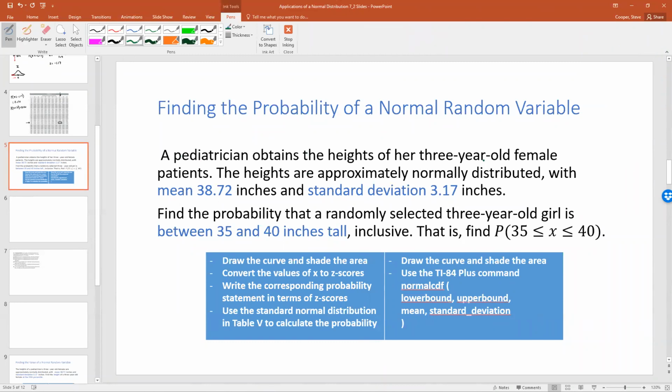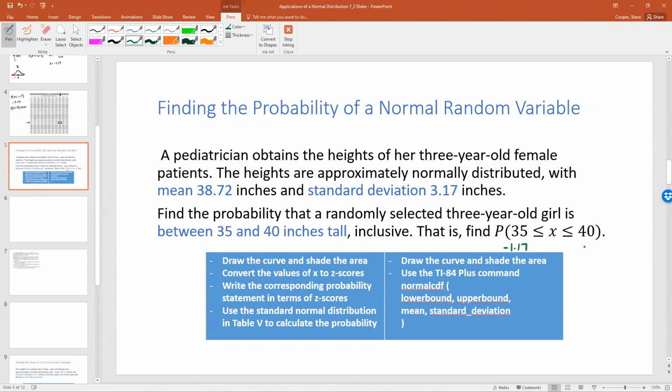A pediatrician obtains the heights of 3-year-old female patients. The heights are approximately normally distributed with a mean of 38.72 and standard deviation of 3.1. Same information as our last question, but now we're asked: what's the probability that a randomly selected 3-year-old girl is between 35 and 40 inches tall? So we've got a different scenario altogether. We're interested in between 35 and 40. We've already got a z-score for 35. We said that was negative 1.17.